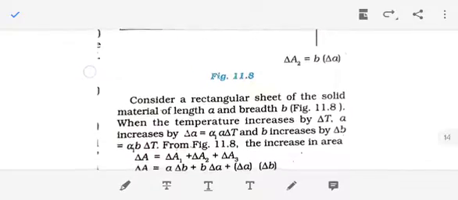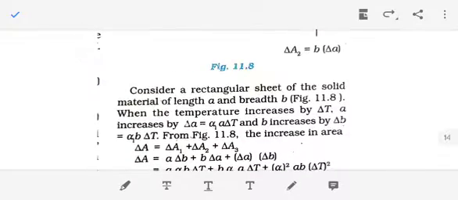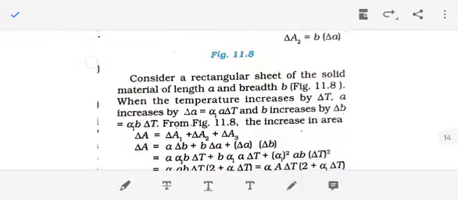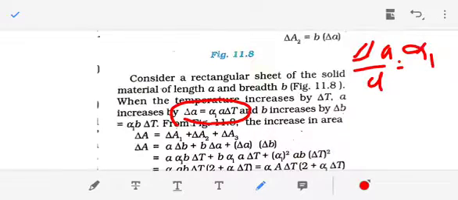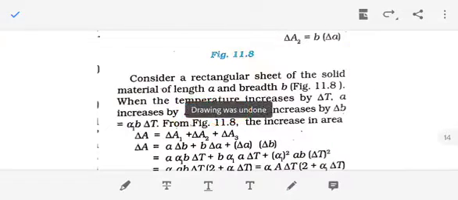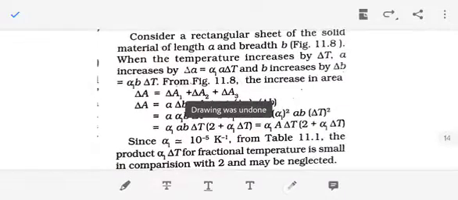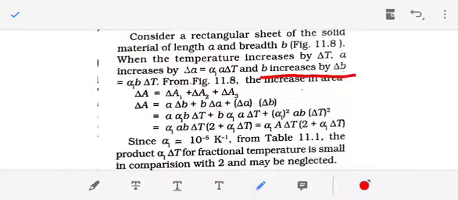When the temperature increases by delta T, A increases by delta A, and we know that delta A upon A is equal to alpha L delta T. So delta A will be equal to alpha L times A delta T, and also B increases by delta B, and delta B will be equal to again alpha L B times delta T.